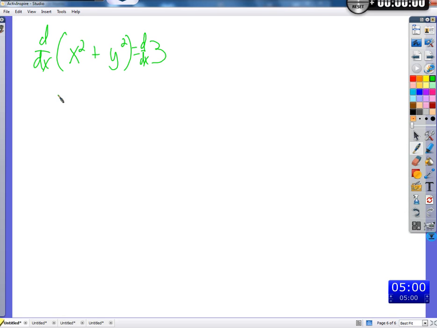Derivative of x squared: 2x. Great. Anything else? We're taking the derivative with respect to x, so that's done. Plus the derivative of y squared with respect to x.